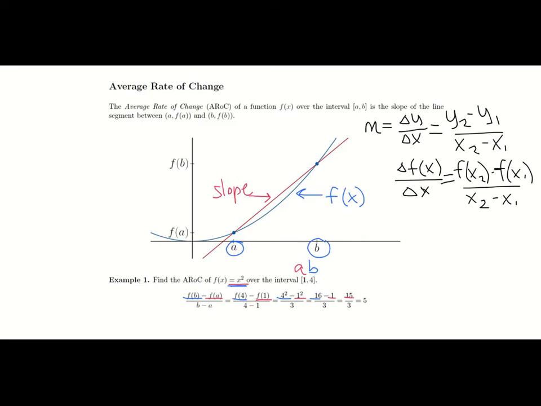And we want to divide that by our change in x, which is just subtracting the endpoints of the interval. So subtracting b, which is 4, minus a, which is 1. And 4 minus 1 is 3. So our average rate of change is going to be 15 over 3, so 5 is our average rate of change of this function on the interval from 1 to 4. So that's the slope of the line connecting the points with x values 1 and 4 on this function.